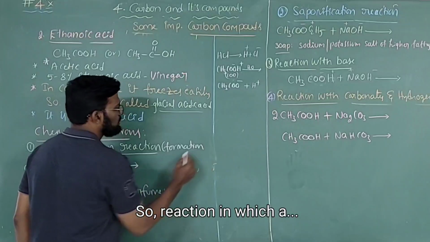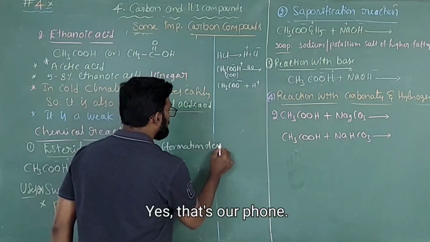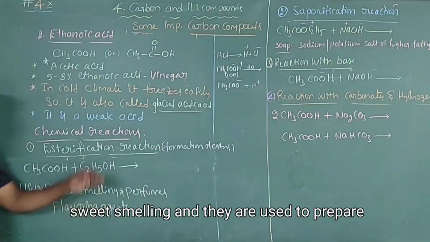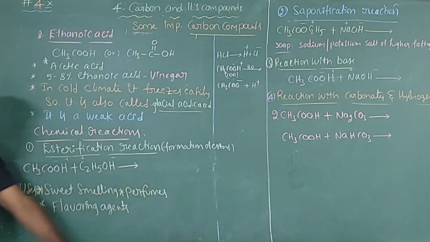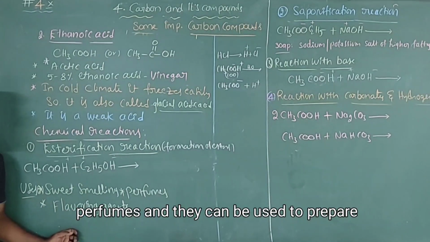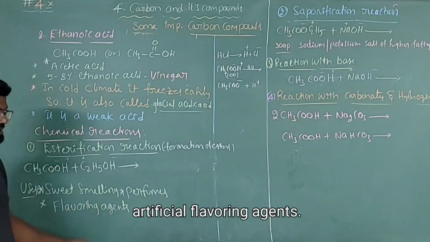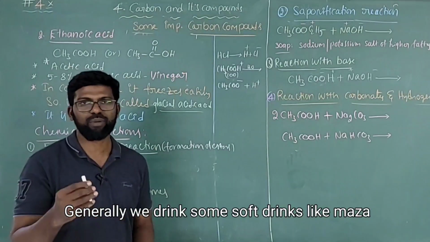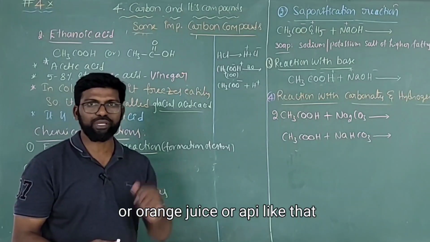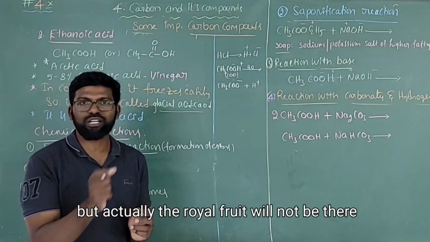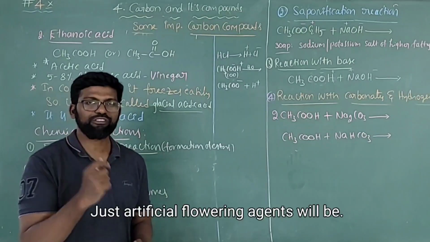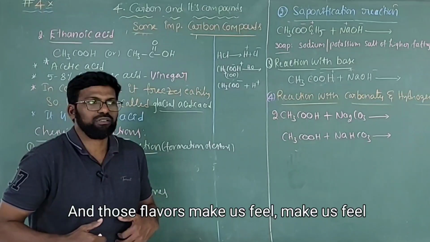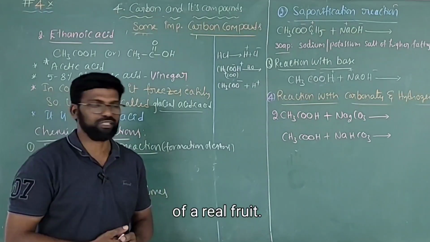It's a reaction in which esters are formed. Esters are very helpful, and they are sweet smelling, and they are used to prepare perfumes and artificial flavoring agents. Generally, we drink soft drinks like Maaza or orange juice, but actually the real fruit will not be there in those juices. Just artificial flavoring agents will be added, and those flavors make us feel the taste of a real fruit. Right?